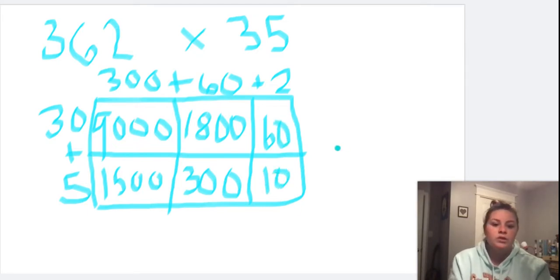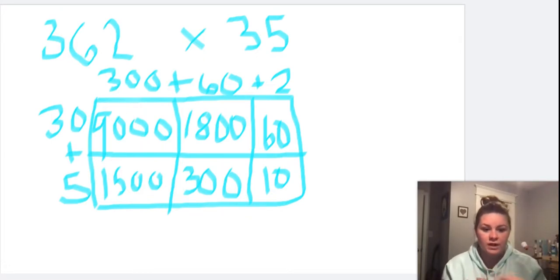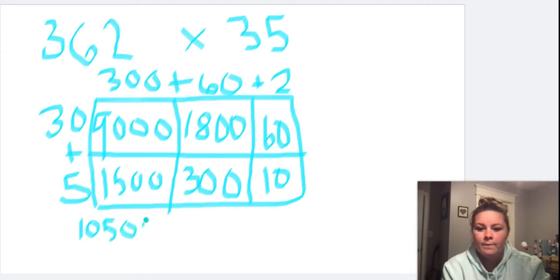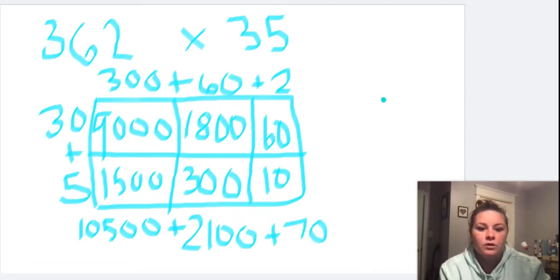Okay, so now I'm going to add each column and then put those together. So I'm going to add the partial products 9,000 plus 1,500, and that's going to give me 10,500, plus 1,800 plus 300, so that's 2,100. And then 60 plus 10, 70. It's probably going to be easier to add these if you line them up on the side. That way we can make sure we keep our place values lined up correctly.